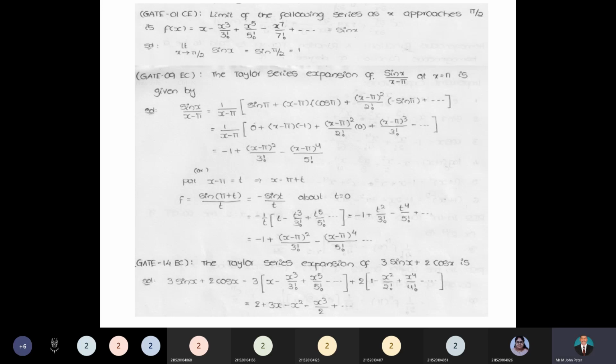When you do that, you will get 1 divided by x minus pi. The sin pi value, that is sin 180 degree, is 0. Cos pi value is minus 1. You replace it, x minus pi into minus 1. Then x minus pi whole square by 2 factorial: again we get sin pi, whether that is minus sin pi or plus sin pi won't be a problem, so that is 0. Again we get cos pi as minus 1, so minus or plus, that's why they have put x minus pi whole cube by 3 factorial. Here the derivative they have applied.